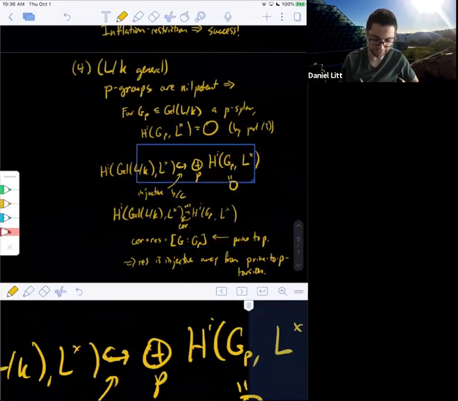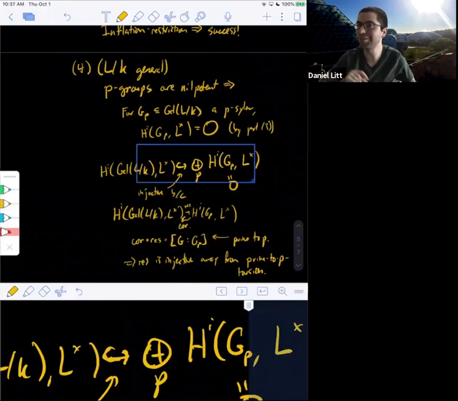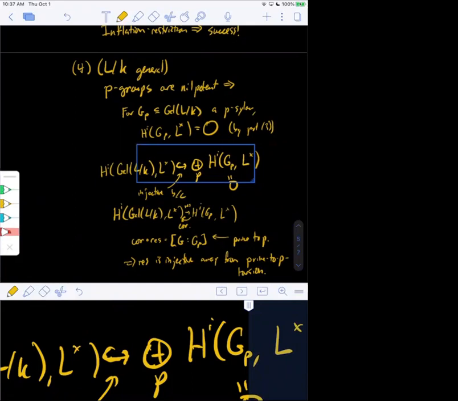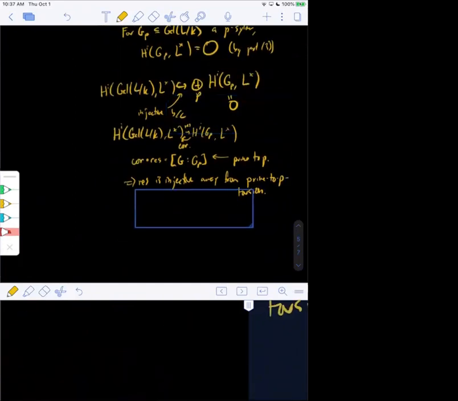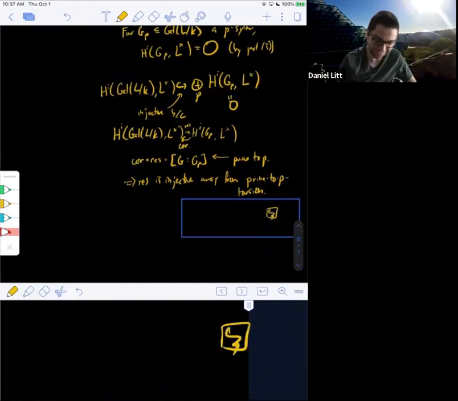Okay, so can anyone tell me now why that implies that the direct sum of all of these maps is injective? The kernel has to be away from prime to all the prime divisors torsion. Yeah, exactly. So that's impossible. Cool. Okay, and now we're done.